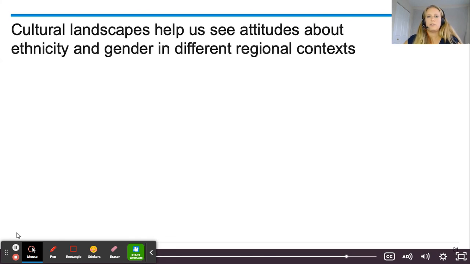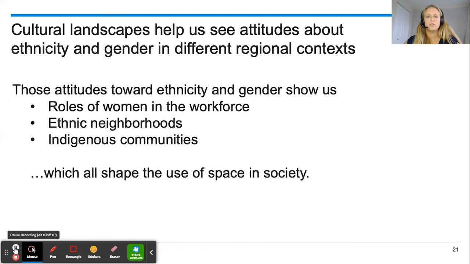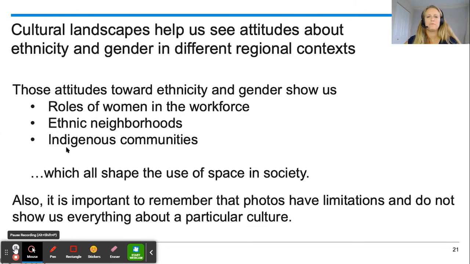So, what's important to take away? Cultural landscapes can help us see all kinds of attitudes about ethnicity and gender, across different regional contexts. You can see things like the role of women in that place, ethnic neighborhoods, or indigenous communities. And all of those help explain how space is used in a society and what's devoted to different spaces in society.